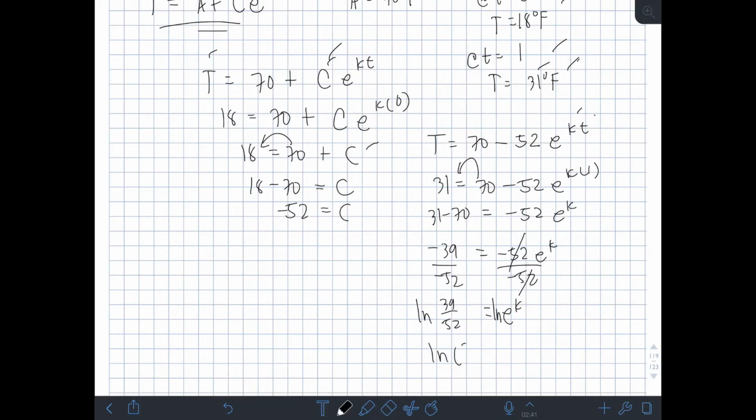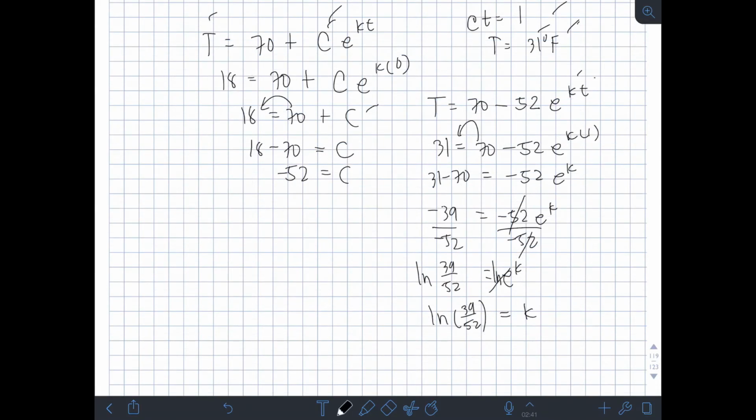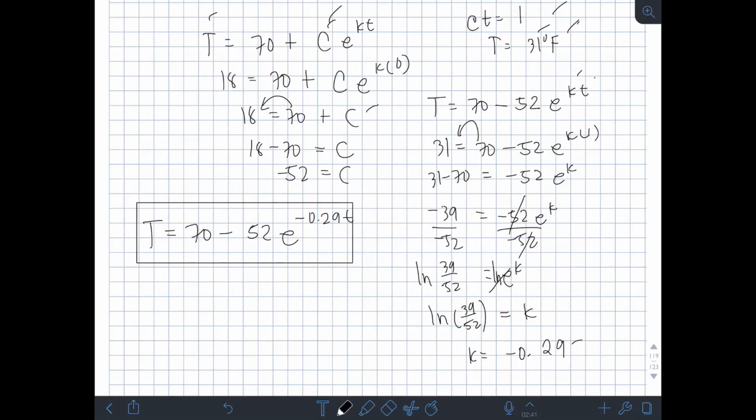So, we have ln of 39 over 52 equals, so cancel na dito si E, K na lang, right? So therefore, yung value natin ng K is ln of 39 over 52. So using calculator, masasolve natin yan as what? So K is negative 0.287 or negative 0.29. Okay? So ngayon, nakuha na natin yung pinaka-final form ng equation. T is equal to 70 minus 52 e raised to yung K, negative 0.29 times T. So, therefore, ito na yung ating temperature as a function of time.